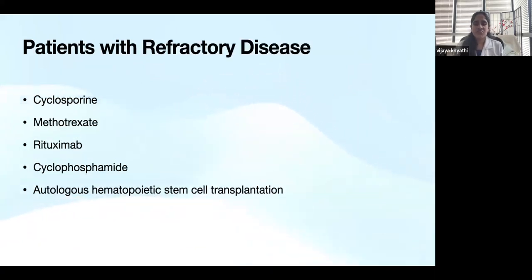If the patient is not responsive to all 3 treatment modalities, then they are given either cyclosporin, methotrexate, rituximab, or cyclophosphamide. And even if the patient is not responsive to all those treatments, then in the worst case scenario, the patient usually undergoes autologous hematopoietic stem cell transplantation.